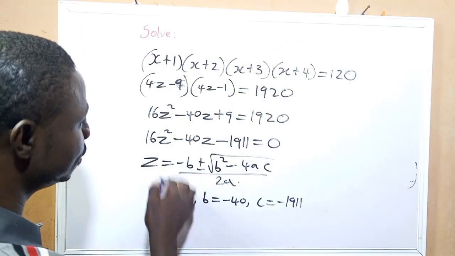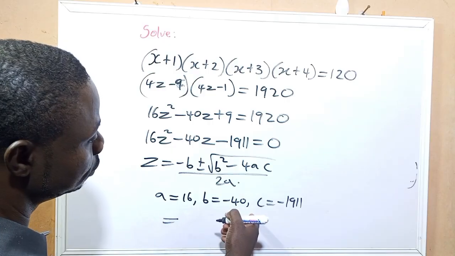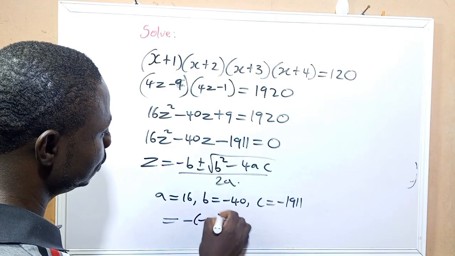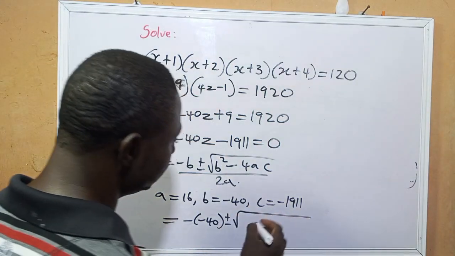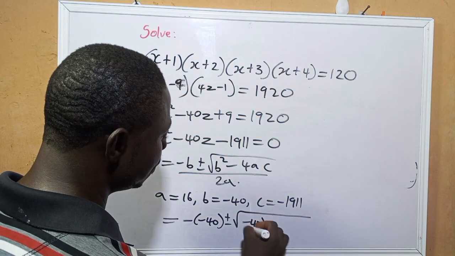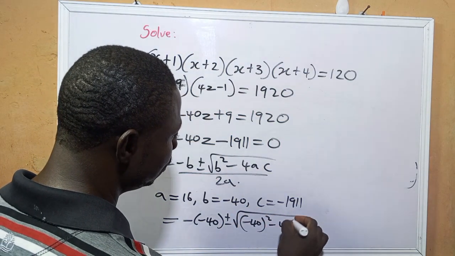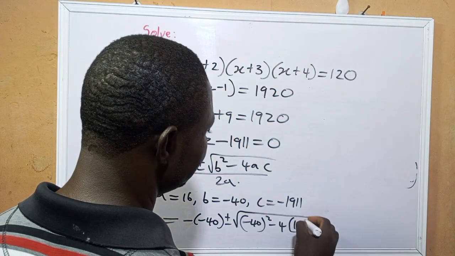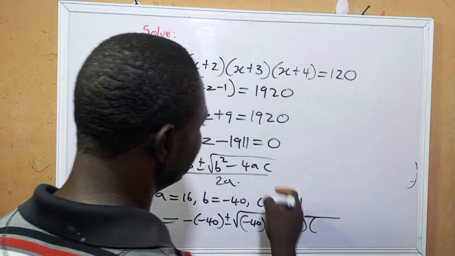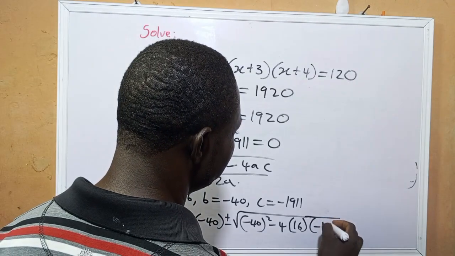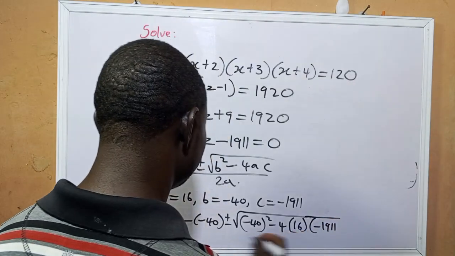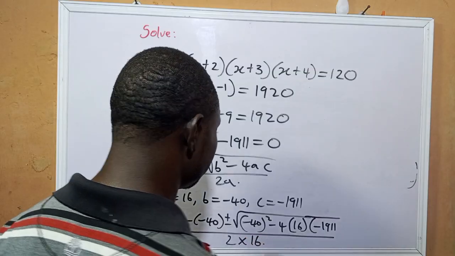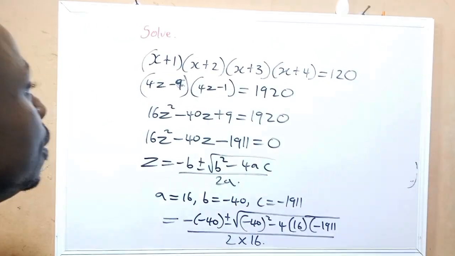So we substitute these numerical values. We now have minus minus 40 plus or minus square root of minus 40 squared, minus 4 into bracket, what is our a? 16, into bracket, what is our c? Minus 1911. All over 2 times 16. Is that not? Yes. Now let's continue.